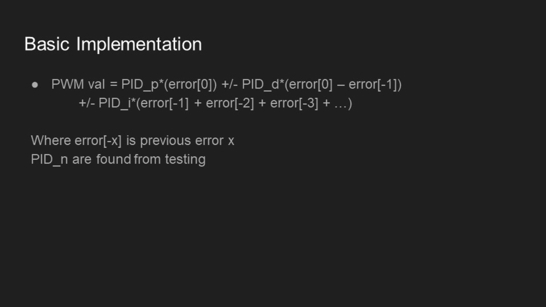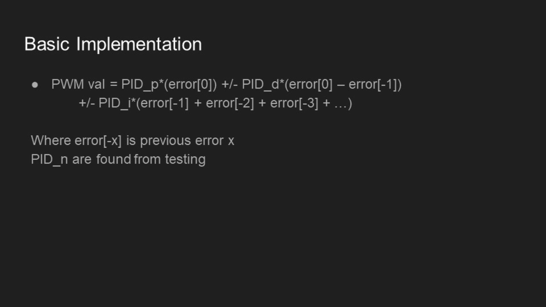So we have PID_P times our current error, and then we have plus or minus PID_D. This is the derivative, so all we do here is subtract the previous error from our error now. So we're seeing if we're getting closer to the value or farther away from the value. And then to that we add or subtract PID_I times the previous error, the one previous to that, and so on. The reason we do this is because we want an accumulating error for the integral, so we can see if our error is getting closer or farther away.